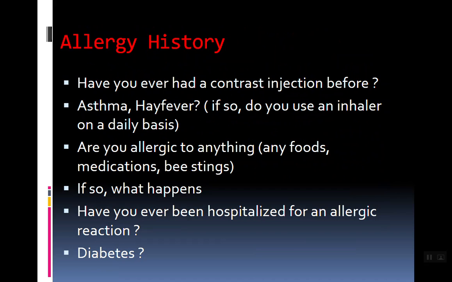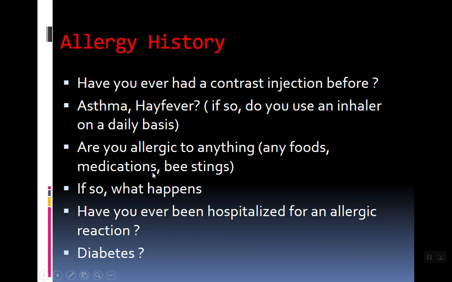Is the MRI contrast different? Yes. Okay. Totally different. So, are you allergic to anything? Have you ever had a contrast reaction before? If they say they had a reaction, then you need to find out what it was. What kind of reaction did you have?